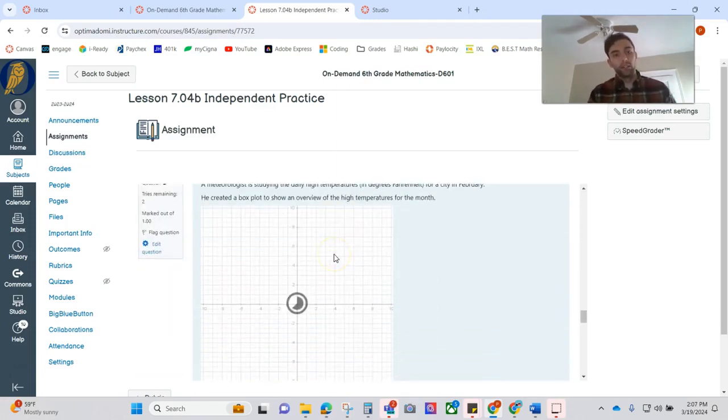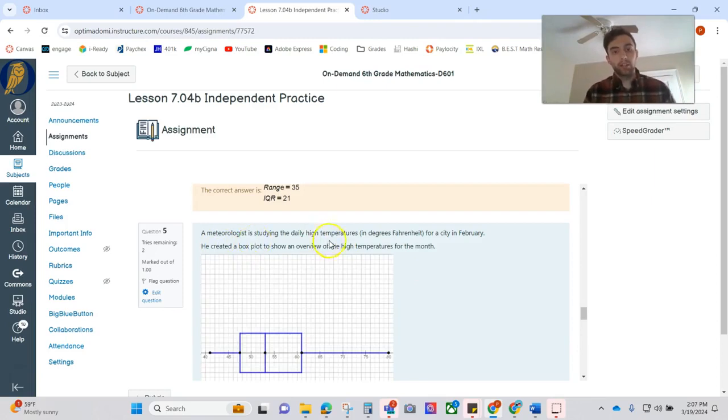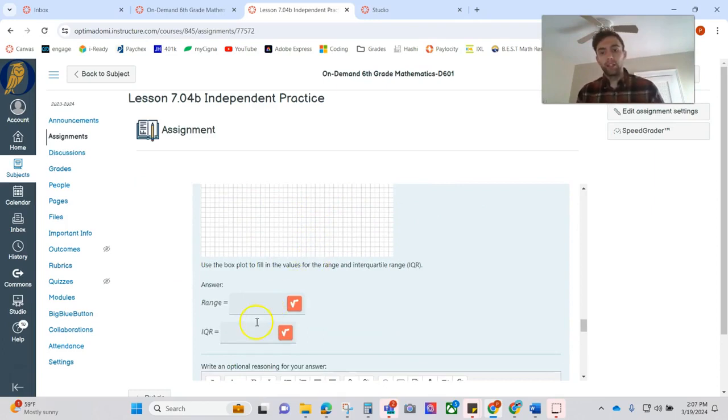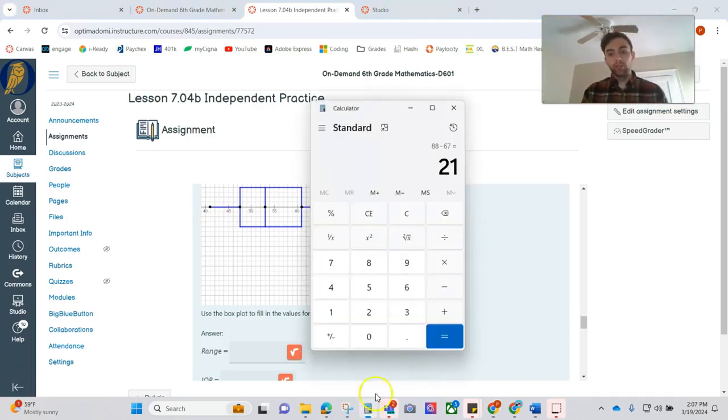Yeah. Question 5. A meteorologist is studying daily high temperatures for a city in February. He created a box plot to show an overview of the high temperatures for the month. Find the range and interquartile range. To find the range, we do biggest number minus the smallest number. What's our biggest number for this box plot? Yeah, it's 80. What's our smallest number for this box plot? Nice. 41. So to find the range, we would do 80 minus 41.